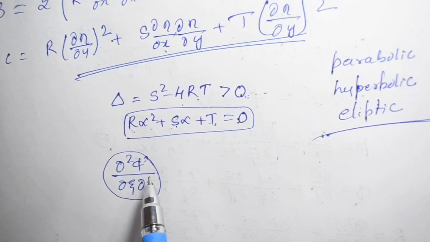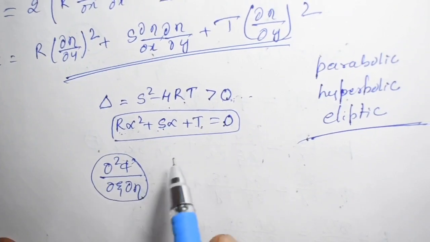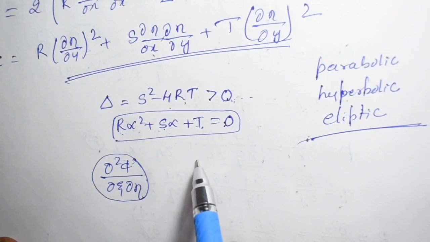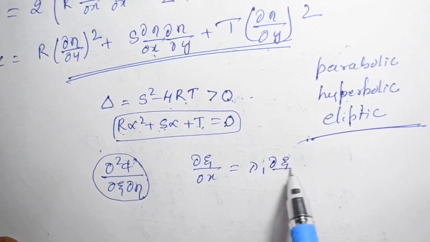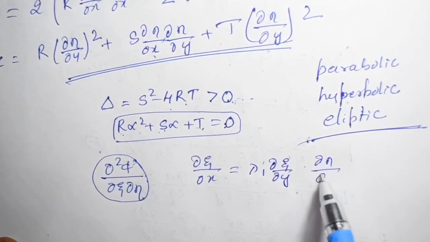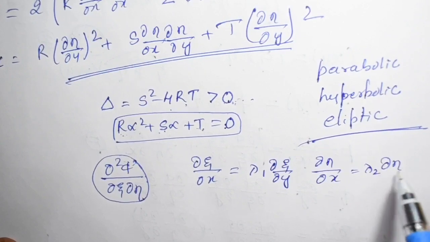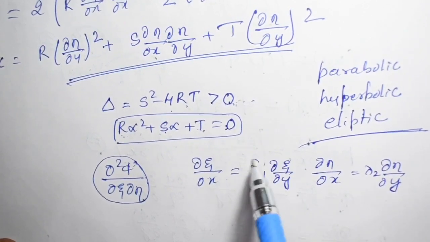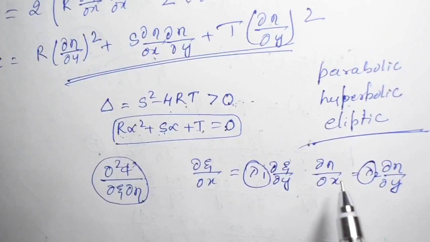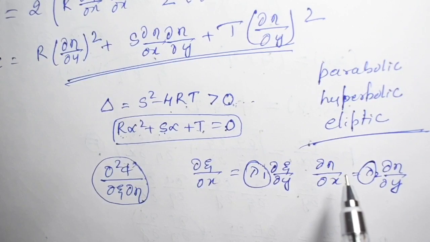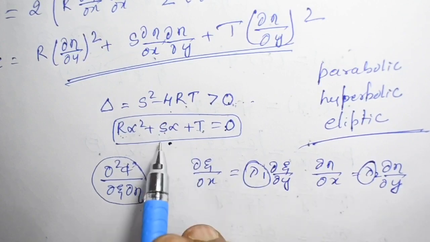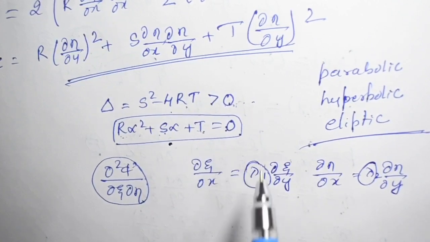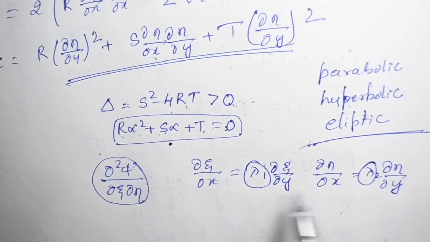Then how do you find xi and eta? For this, to find xi and eta, you are going to consider the relations del xi by del x is equal to lambda 1 into del xi by del y and del eta by del x is equal to lambda 2 into del eta by del y. Then what are lambda 1 and lambda 2? Lambda 1 and lambda 2 are nothing but the real and distinct roots of the characteristic polynomial we have considered here. Okay. So by finding the characteristic roots, with the help of those you are going to get the expressions for xi and eta.